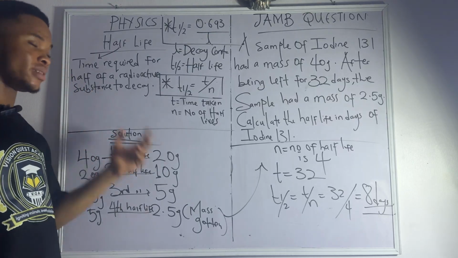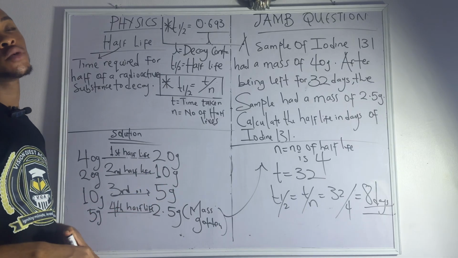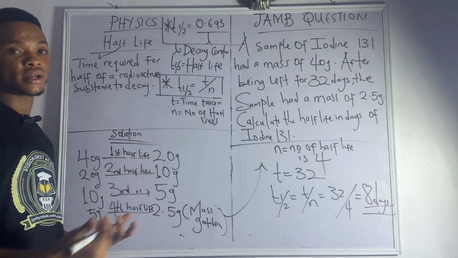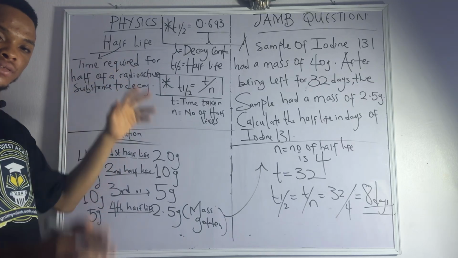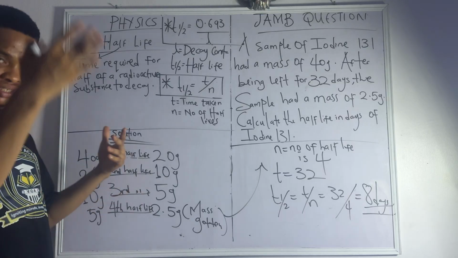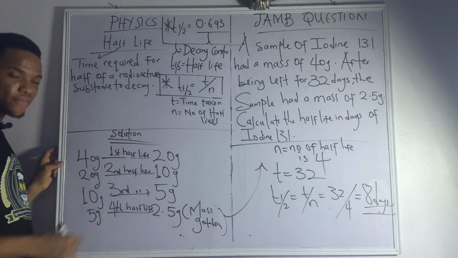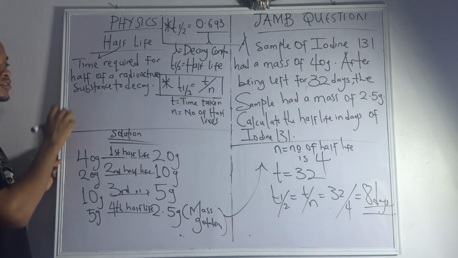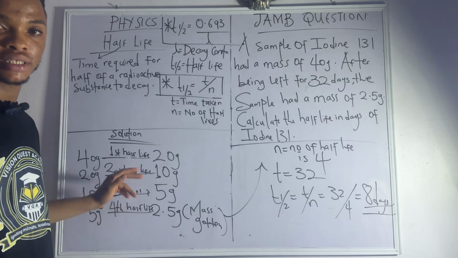Now, first of all, I believe this is not a new word to you. If it's a new word for the first time, just pay good attention. Half-life: half means what? One half, right? If I say half of something, it's one half of something. Half-life is the time required for half of a radioactive substance to decay. This is the simplest way to put it.